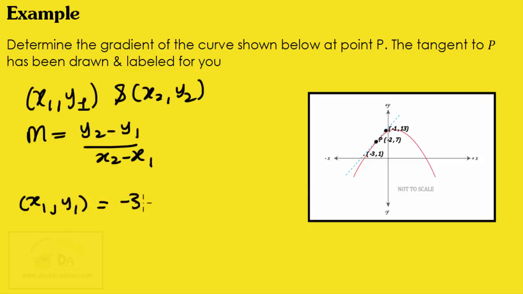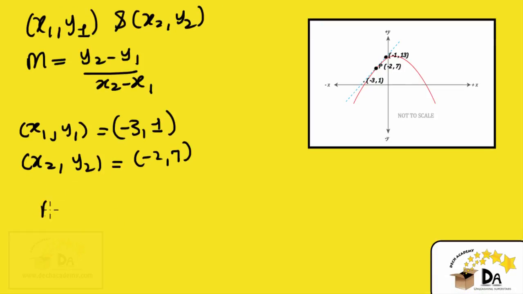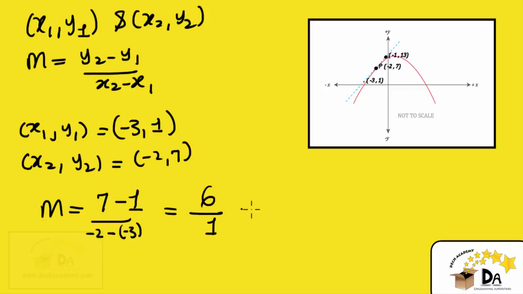the point minus 3, 1 and the point x2, y2 as minus 2 and 7. The gradient will simply be given by y2 minus y1 over x2 minus x1. So 7 minus 1, because 7 is y2 and 1 is y1, over x2 minus x1. So that's minus 2 minus x1, which is minus 3. 7 minus 1 is 6, minus 2 minus minus 3 is minus 2 plus 3, which is 1. So the gradient is 6.